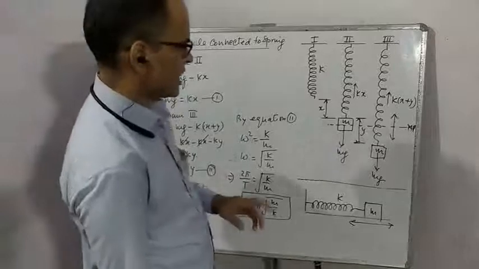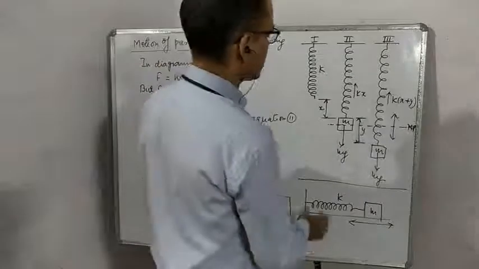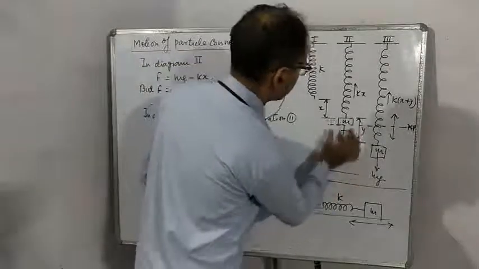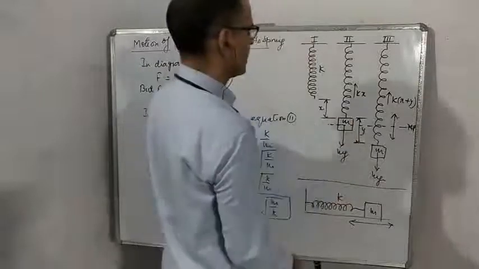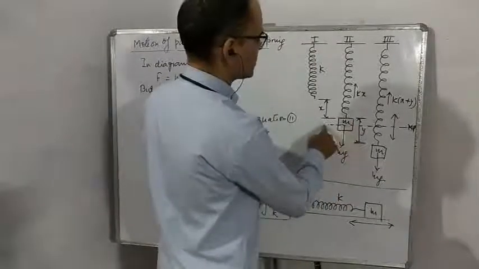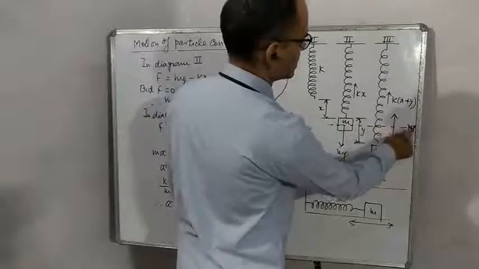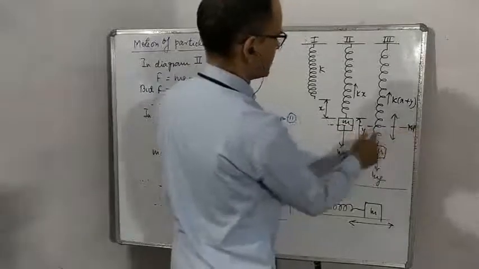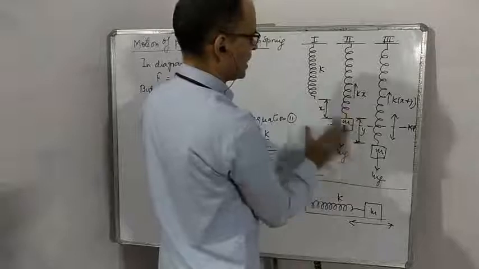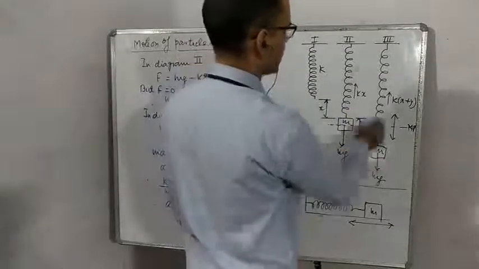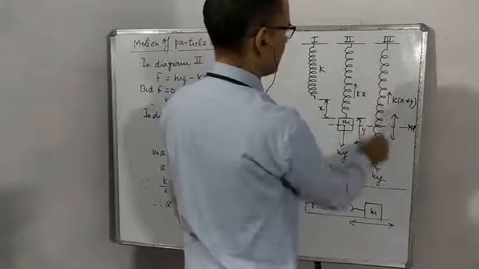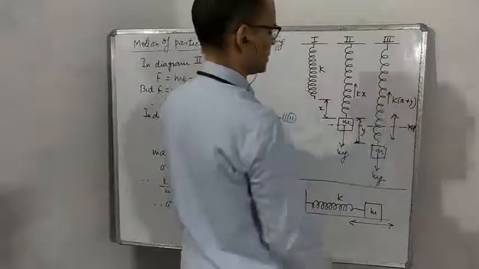Now we are going to start oscillation. For oscillation, the particle is pulled and left. Since the particle is pulled from this position, this position is considered as the mean position. After pulling and leaving, you will see that the particle is oscillating up and down about this mean position.